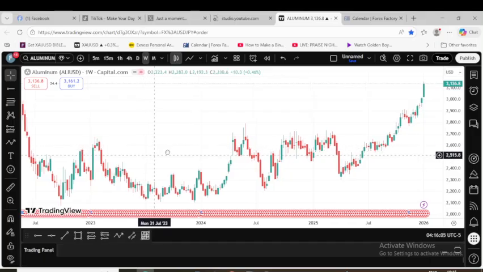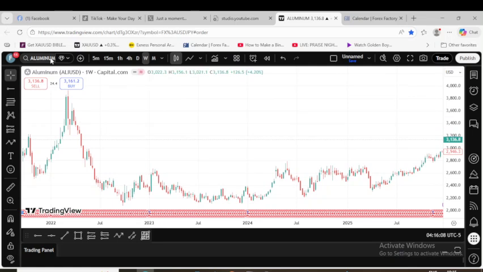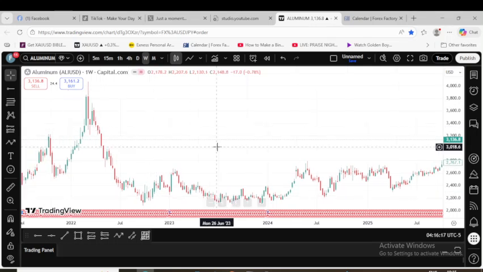Okay, so today we're going with a bit of a unique choice. We're doing top to bottom analysis on aluminum. Aluminium. How do you pronounce it? We're starting from the weekly time frame.